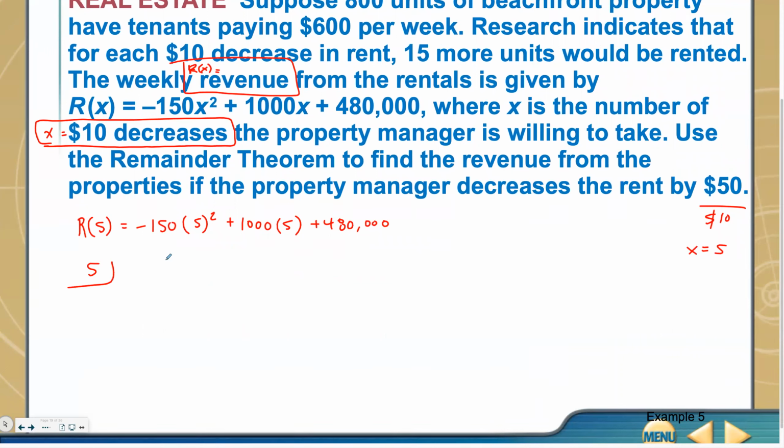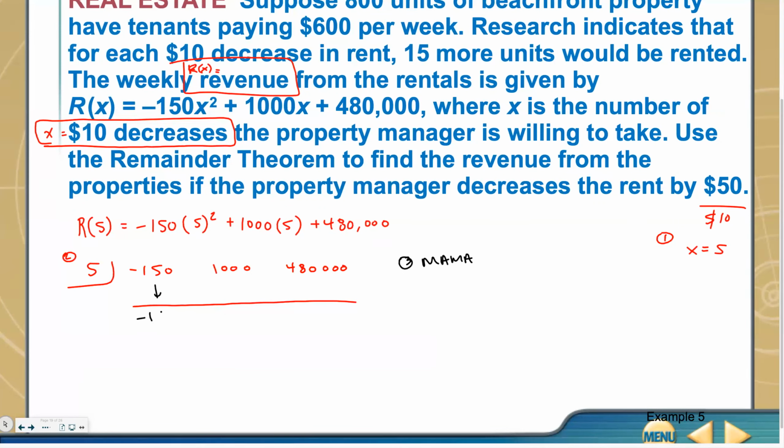I wouldn't necessarily recommend doing it this way, but nevertheless you can. So we have negative 150, 1000. We already solved for x. I'm skipping step 1, that technically is step 1. This is step 2. I have no missing powers. Okay, and now I'm going to do step 3, which is my synthetic.